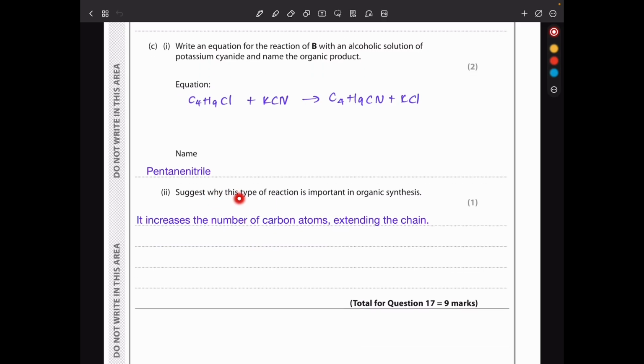Then they say suggest why this type of reaction is important in organic synthesis. It increases the length of the carbon chain because we started with 4, but now we have 5 carbons.